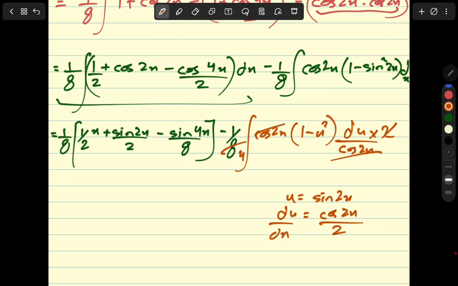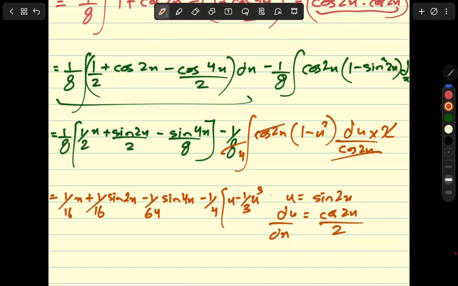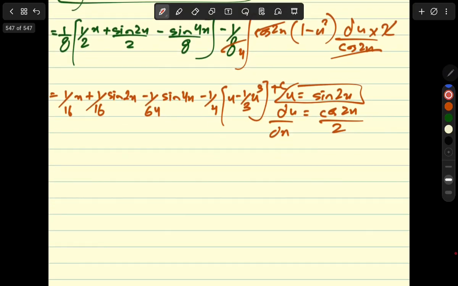And now this is fairly easy. So this becomes 1 upon 16x. This becomes 1 upon 16 sine 2x. And this becomes minus 1 upon 64 sine 4x. And this is minus 1 upon 4 and you integrate 1 minus u squared, so this becomes u minus 1/3 of u cubed, and then a plus c. And u you already know is sine 2x, so I'm going to just write down the final answer.